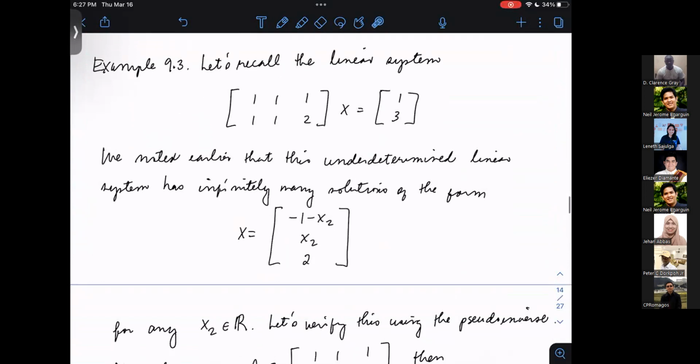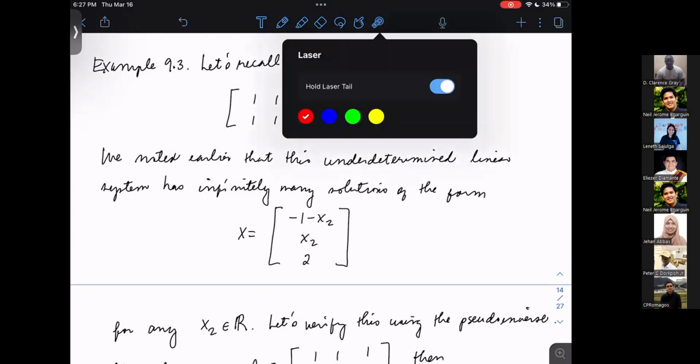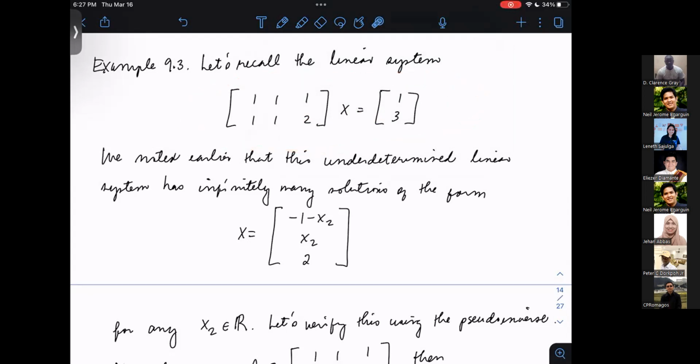Okay. So the only case that we haven't considered so far is when there are infinitely many solutions. So how will the pseudo inverse handle them? Right. So recall this system in our introduction earlier. We know that this system is an underdetermined system with infinitely many solutions. And the form for the infinitely many solutions is (-1 - x2, x2, 2). So x2 is a free variable. You give any value to x2, you can compute the appropriate x1, 2 is fixed over here, you will get another solution.